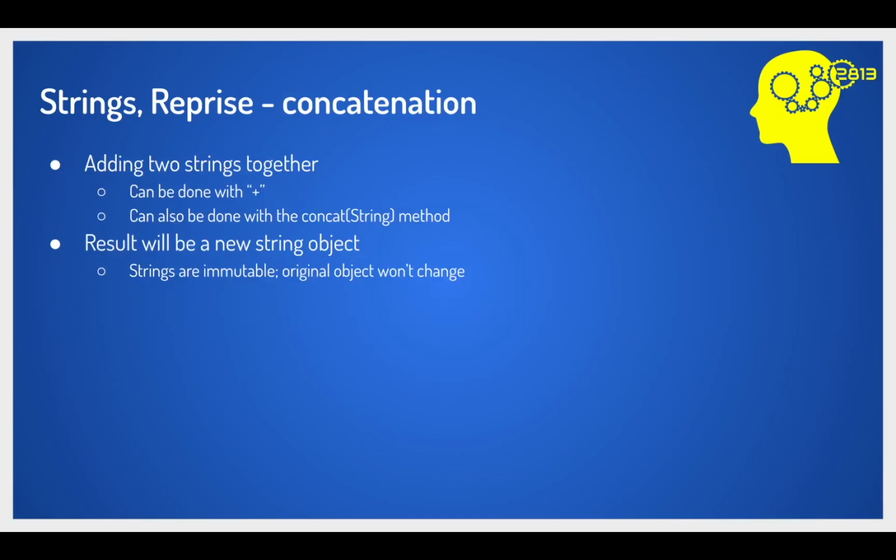Another thing is you can also add 2 strings together, which is called concatenating them. You can do that with this little plus sign and put 2 strings together, or you can also use the concat string method. This will result in a completely new string object because, like we said earlier, strings are immutable, which means that the original object cannot change.